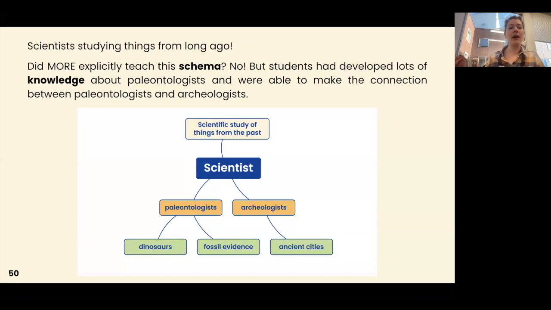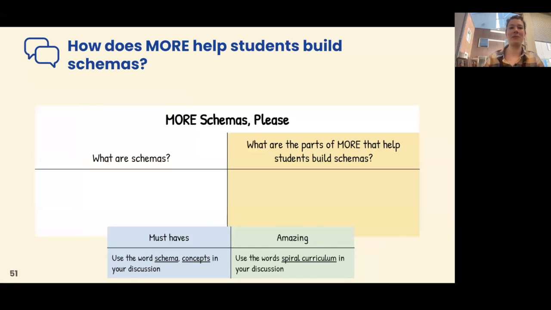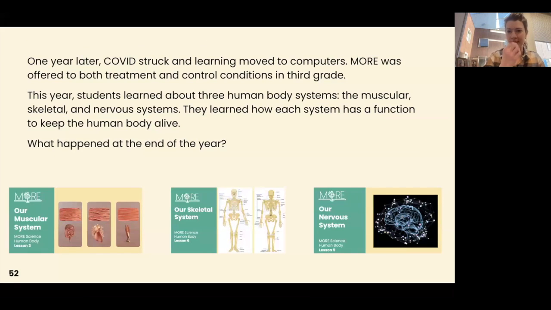They're both about scientists trying to study things from the past. And we didn't explicitly teach students about archaeologists, about the work that they do, but students were able to leverage their knowledge, their schema about paleontologists, and make those connections as they were reading about a topic that was removed from the thing that they had been taught.